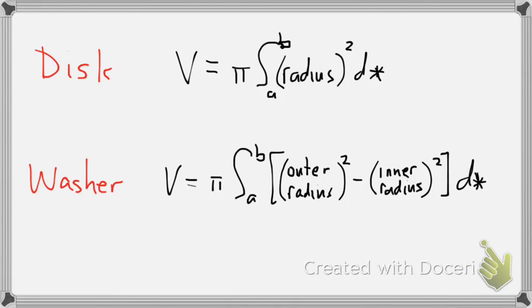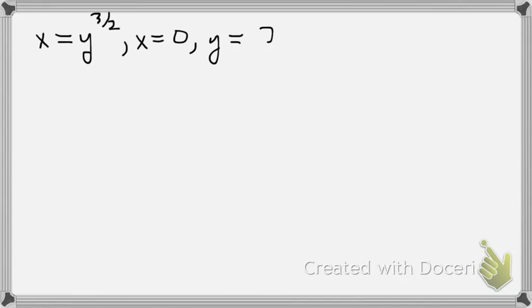Now we're going to have one more method we add on top of this, but not for this section. So let's do some examples of these two to get us started. So let's say that we have a region bounded by x equals y to the 3/2, x equals 0, y equals 2, and we revolve this about the y-axis. So that's our axis of revolution.